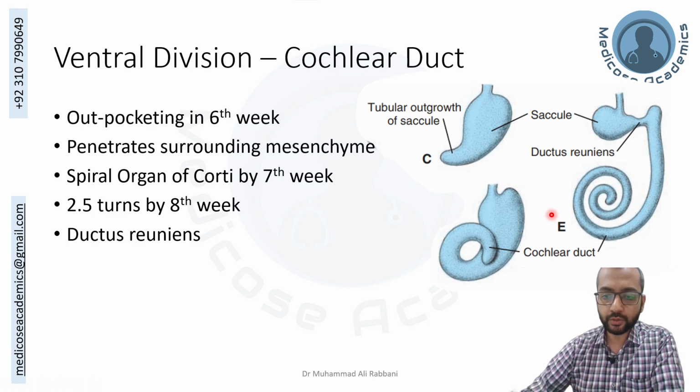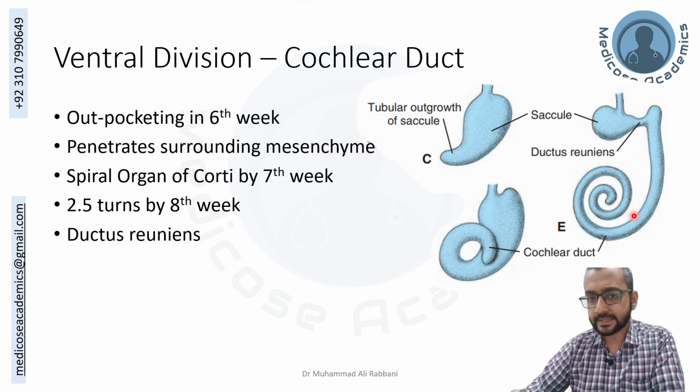So let us focus on the saccule part. Roughly beginning in the 6th week, the circular part develops an outgrowth, an outpocketing, and that starts to grow. That is the future cochlea, and it goes on to lengthen and continues to grow until it forms about 2.5 turns. Some books say 2 3/4 turns. So this is the duct that is going to form the cochlea.